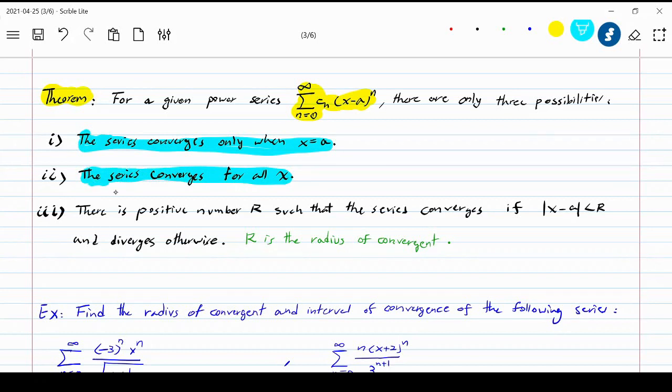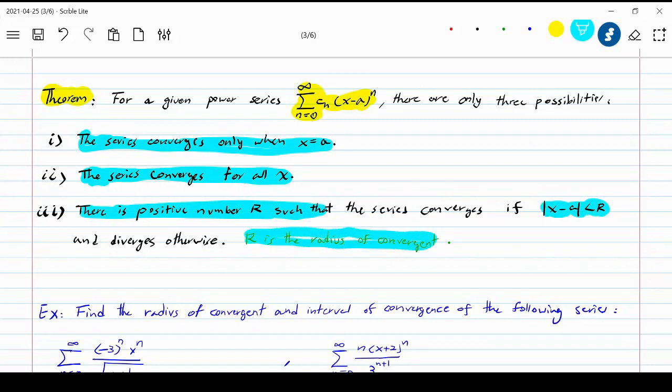This is the last example that we discussed. And the third possibility, maybe I should have written it in order, is the difficult one. For some x's the series is convergent, and for some x's it's not convergent. And you can bound those x's by a radius r. That's what we mentioned in the second example, that the radius was simply 1. If there is a positive number r such that the series converges for |x minus a| less than r, then we say r is the radius of convergence.